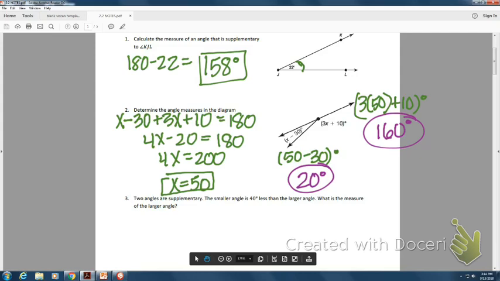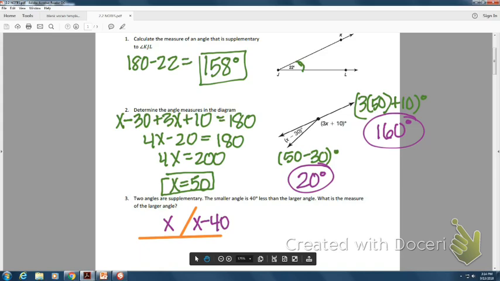The next one, two angles are supplementary. Let's draw a picture. Two angles are supplementary. The smaller angle is 40 less than the larger angle. What is the measure of the larger angle? So how would we represent 40 less than the larger angle? x minus 40. What would that make our larger angle? X, because that's what you're comparing to. Yes. I already think I know the answer. It's okay, we're going to still work it. So you have x and x minus 40.